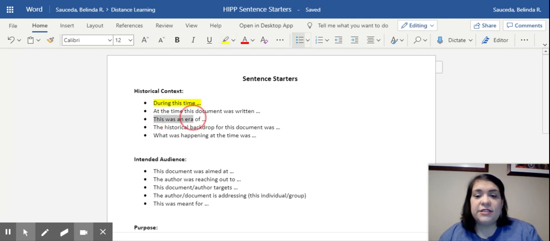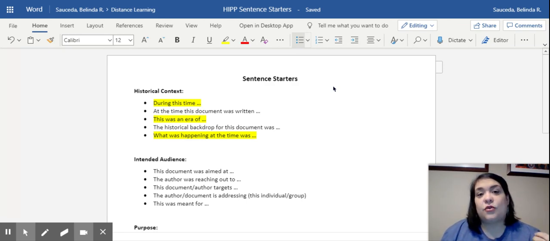So "this was an era of" is another useful one. This was an era of political, social, and economic unrest, or what was happening at the time. When the Declaration of Independence was written in 1776, had we already had the Boston Massacre, the Boston Tea Party, etc.? Yes, we had. So you can put that what was happening at the time was the colonists were angry that they had to pay all of these taxes. They had to quarter soldiers. They were limited in what they could do. The Boston port was closed, etc. So that is context. What is happening at the time?